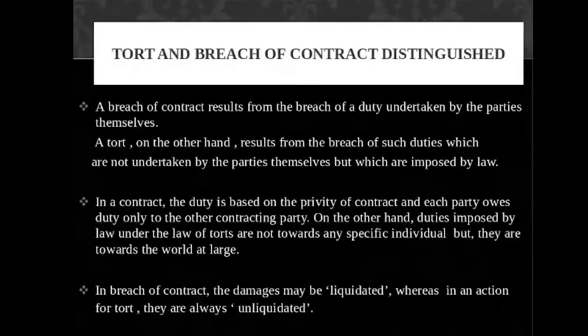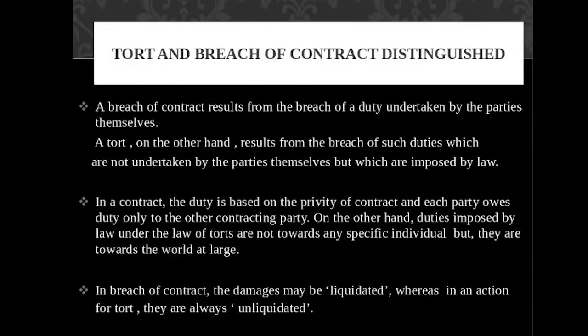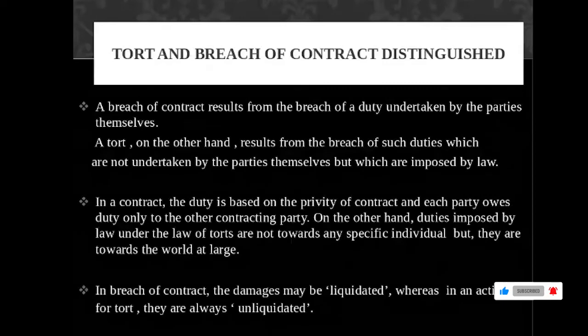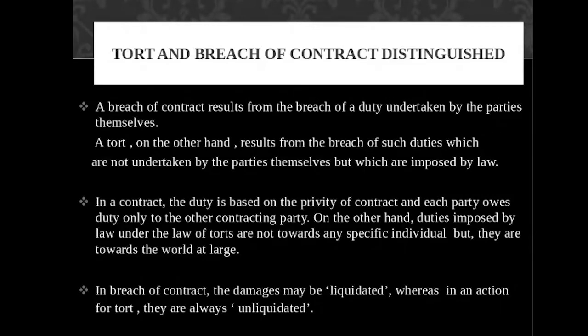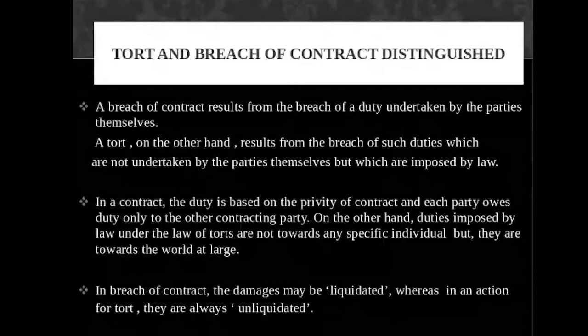So the agreement, a violation of which is known as a breach of contract, is made by the parties with their free consent. So the parties are putting forth some agreements. When they violate it, there results a breach of contract. But on the other hand, coming to tort, the breach of a tort results when the duties imposed by law are violated by the parties. So we can say that a tort results from the breach of such duties which are not undertaken by the parties themselves but which are imposed by law.